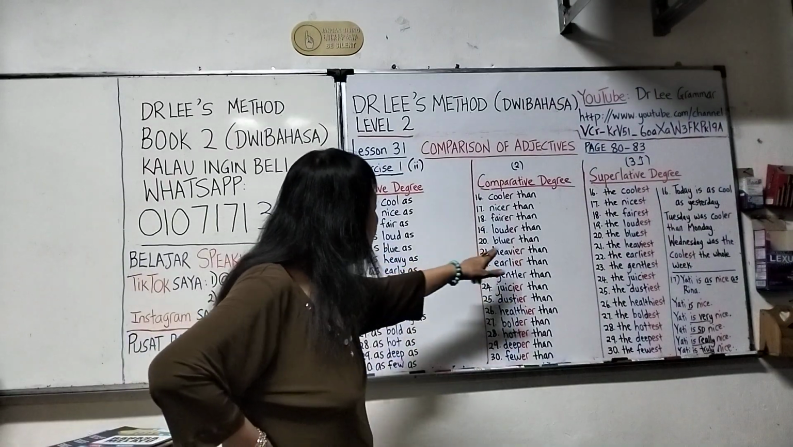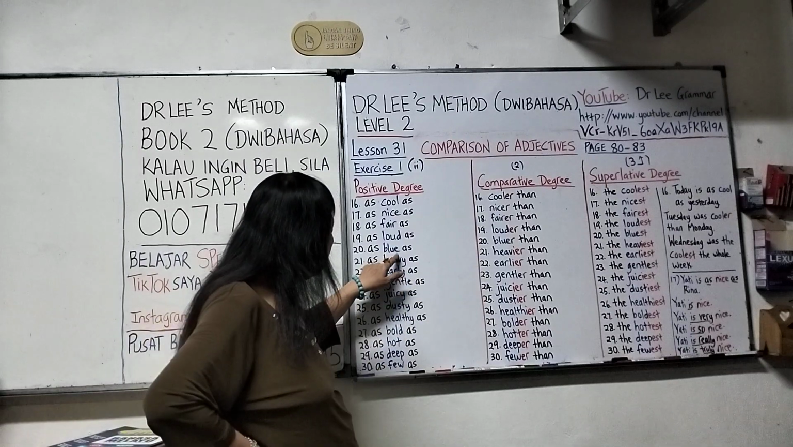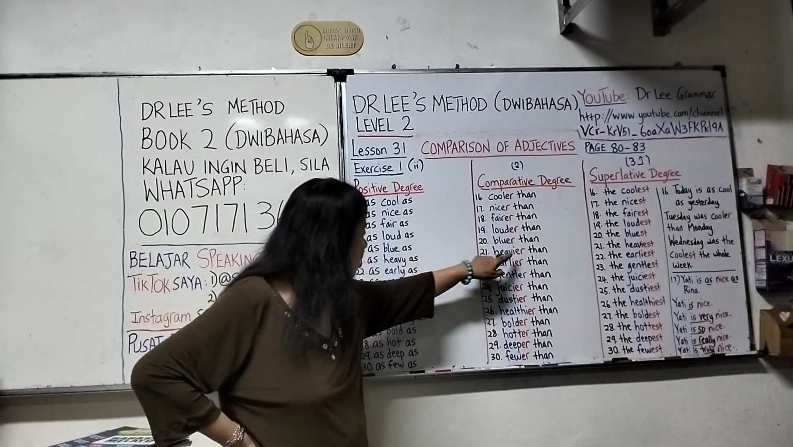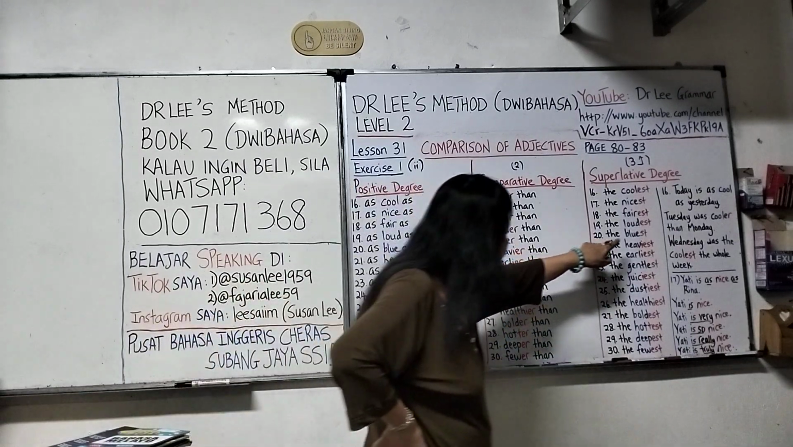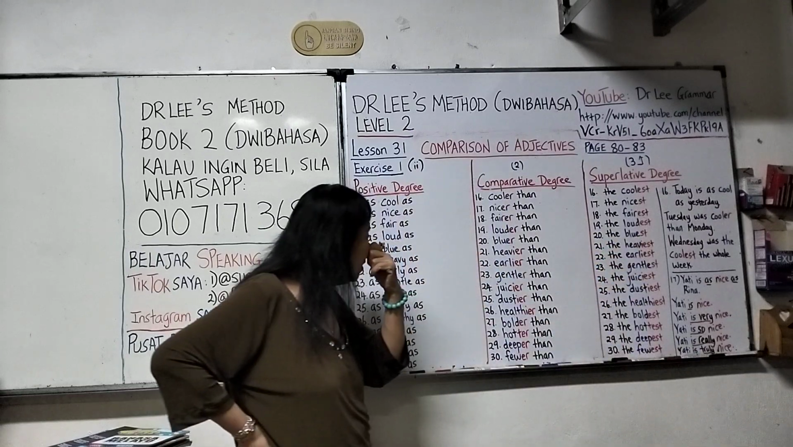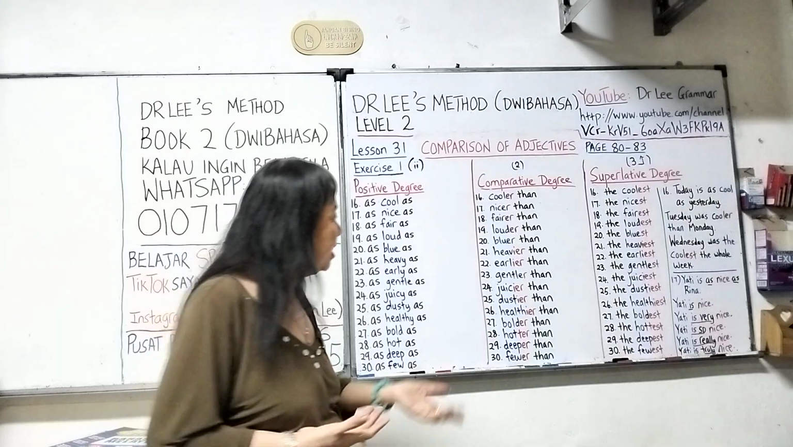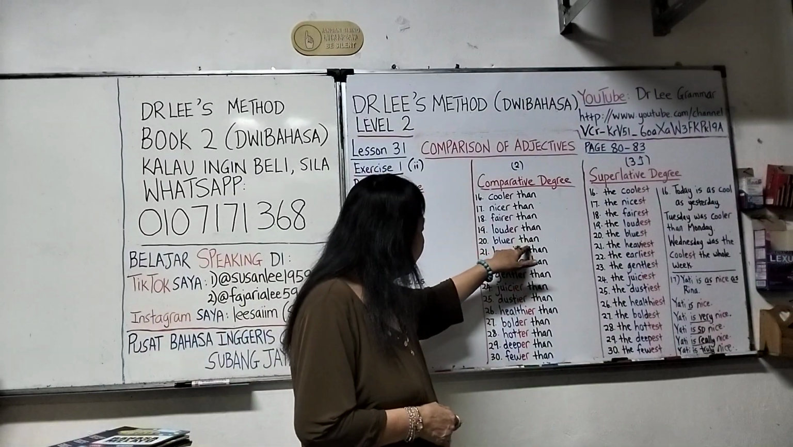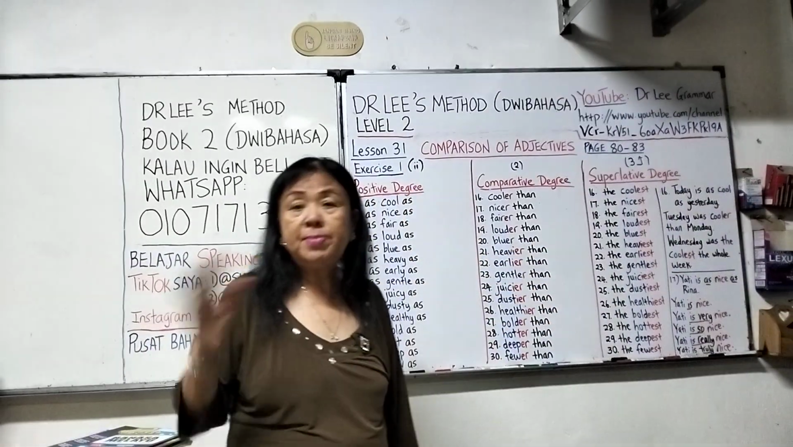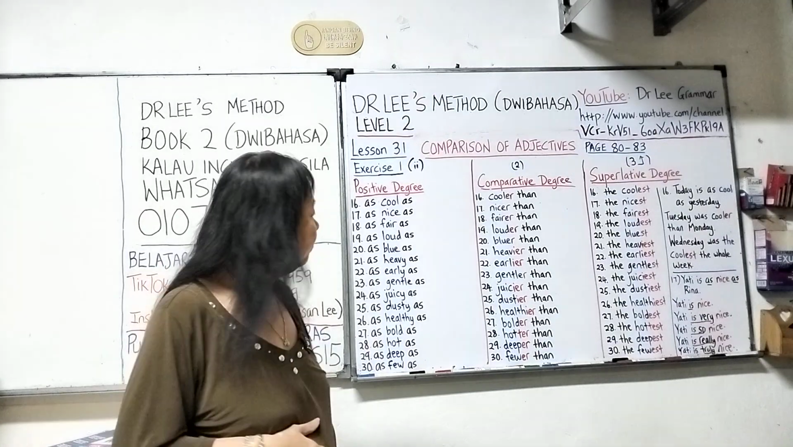As blue as, bluer than, the bluest. Because you already have e here, so you just put r. Already have e, so you put st. So again, it's the same. Towards the end, you will see er. Okay, so you put then. Est, in front, you put the.